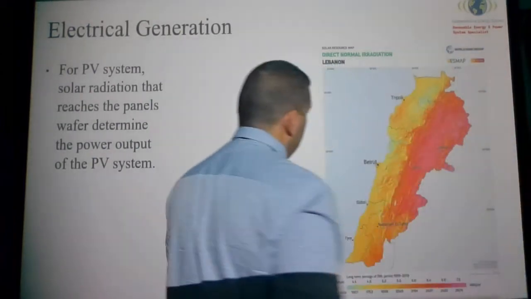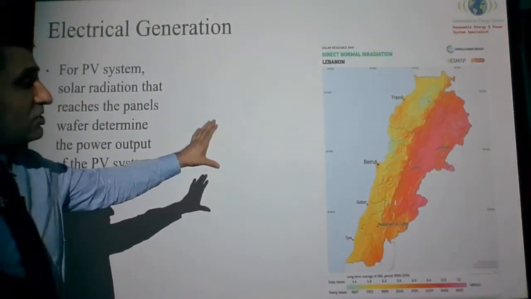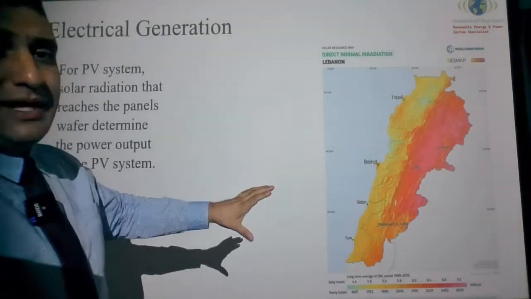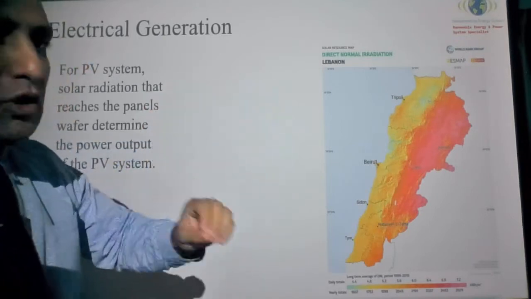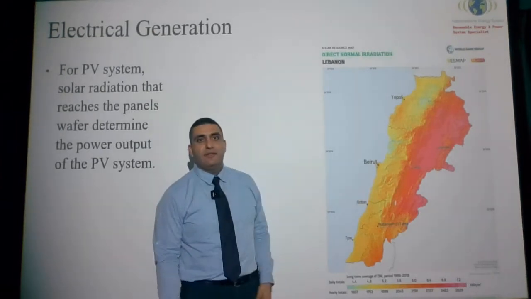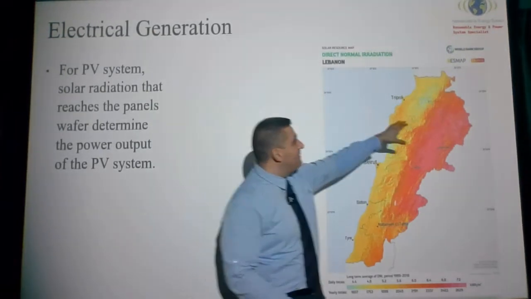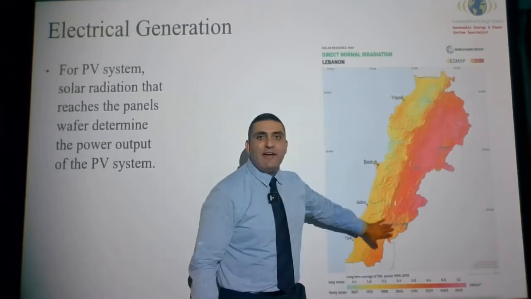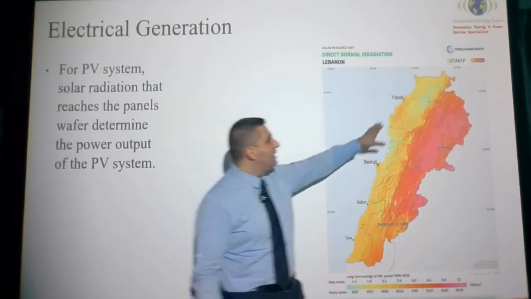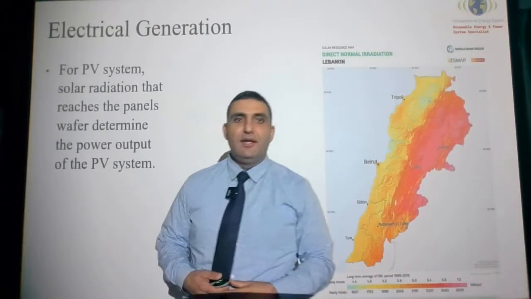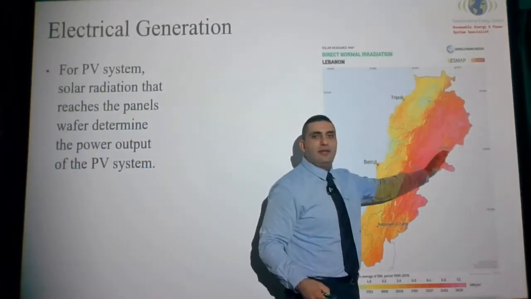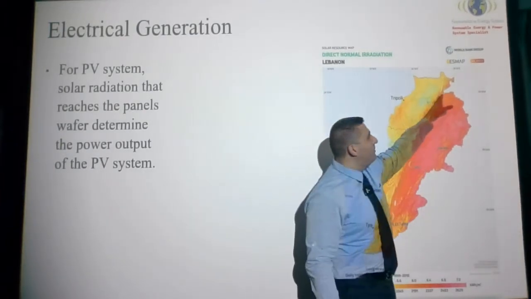In Lebanon, this is based on Solar GIS. In Lebanon, not all of Lebanon has the same solar radiation density. From this figure, it shows us that the Bekaa Valley has higher solar radiation than the coast. For those who travel between the coast and the Bekaa Valley, we have the mountain.